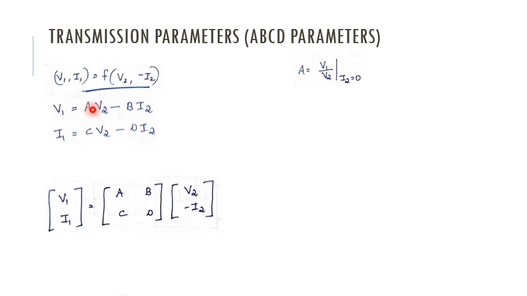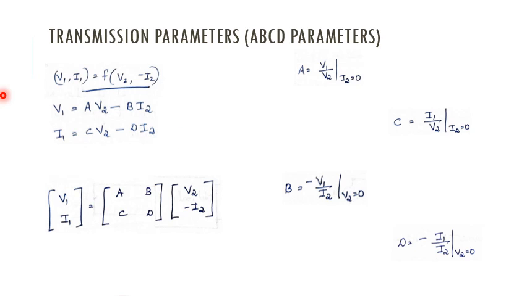And from this equation, we can write A is equal to V1 by V2 provided I2 is 0. Similarly, C can be written as I1 by V2 provided I2 is 0. And the next parameter is B. From the first equation, we can write B is equal to minus V1 divided by I2 when V2 is 0. Then D. From the second equation, we can write D is equal to minus I1 by I2 when V2 is 0.